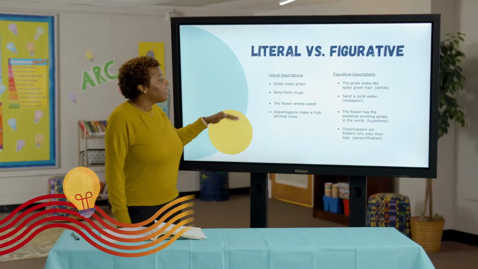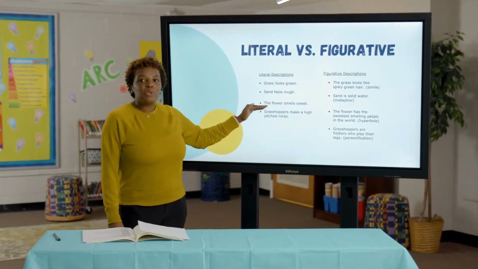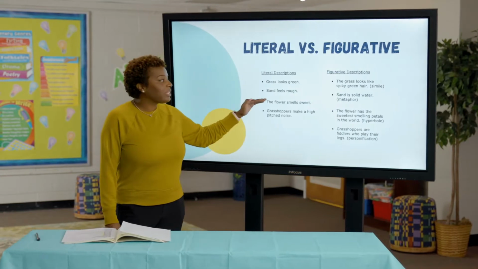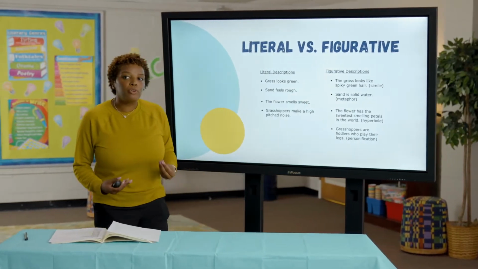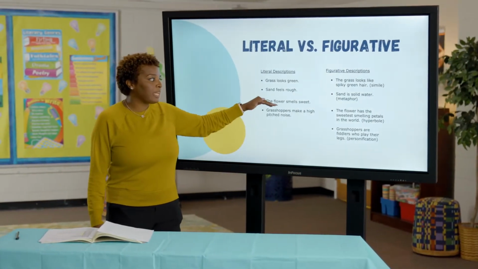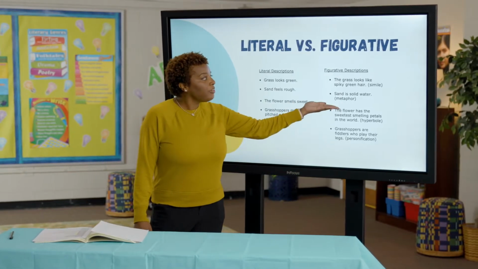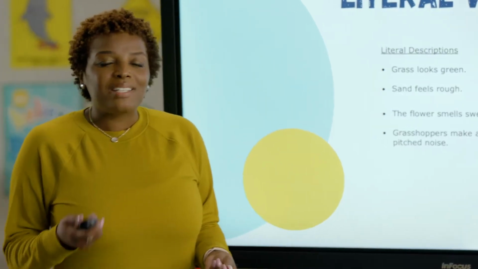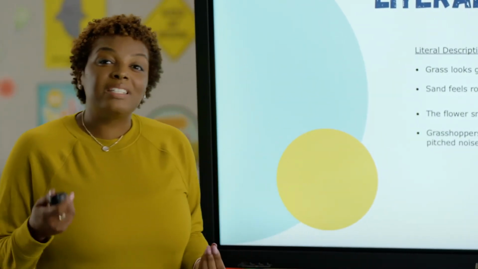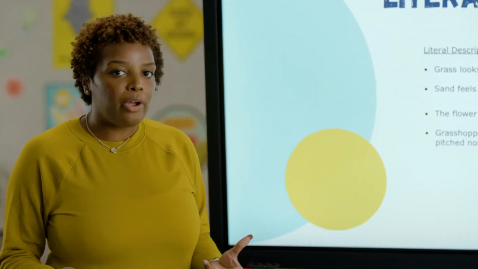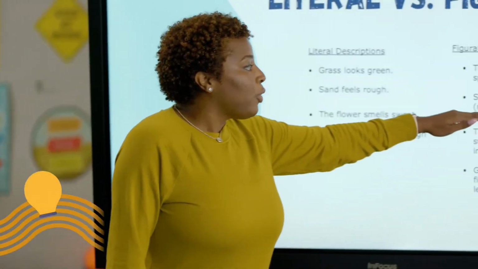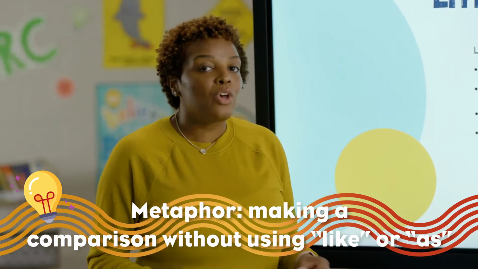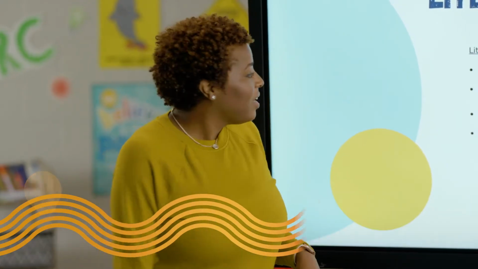All right, let's move on to the second example. Sand feels rough. The author is literally saying exactly what they mean. The sand feels rough. No colorful language has been used with this particular example. When I look at the figurative description, on the other hand, I see that the sand is solid water. So I see that the author is comparing sand to being solid water. And again, if you know anything about metaphors, you know that a metaphor is just a comparison between two unlike things without using like or as.